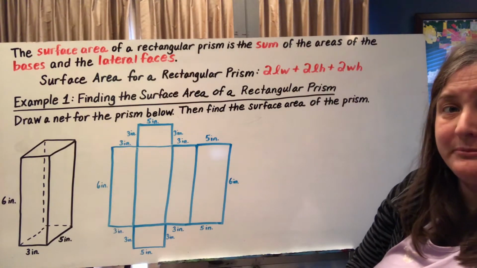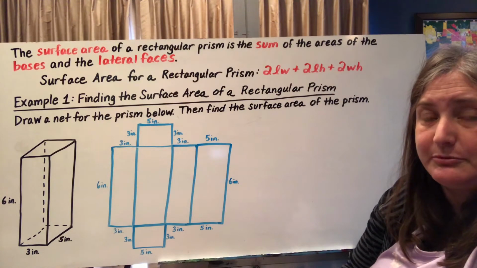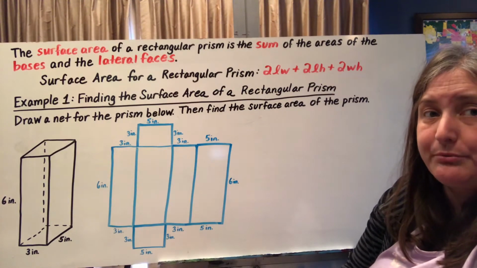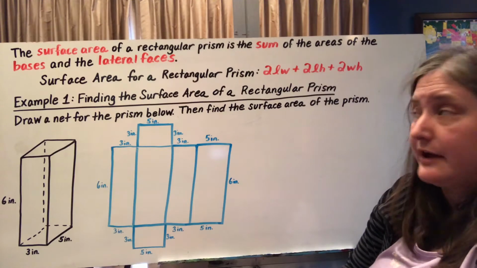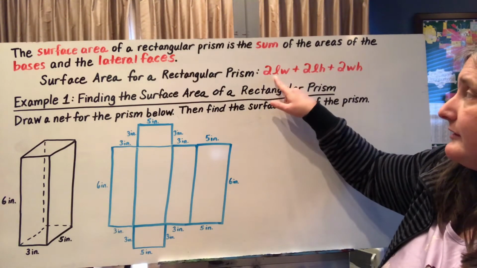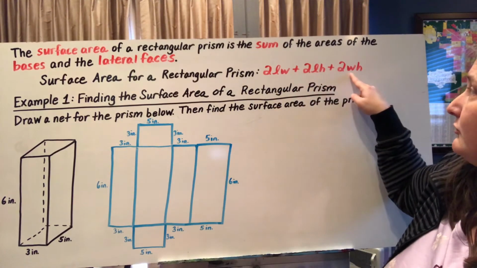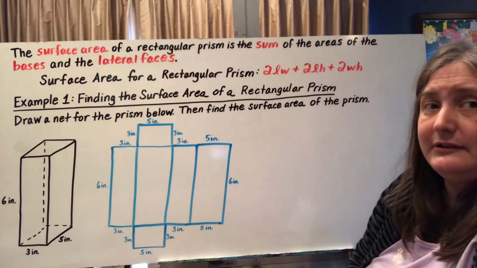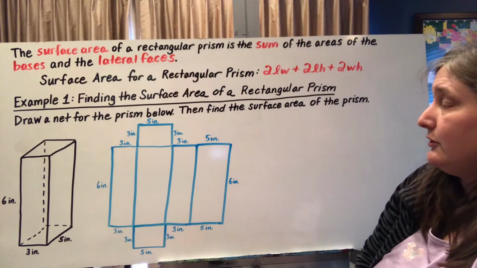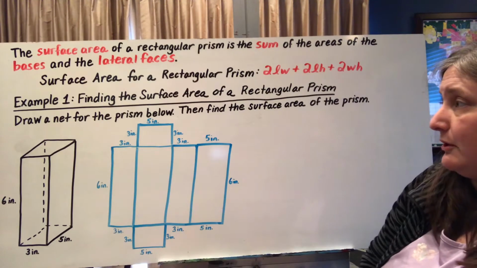And we do have a formula we can use for surface area of a rectangular prism, which means the bases are both rectangles as well as all of the lateral faces. And that formula is 2 times length times width plus 2 times length times height plus 2 times width times height. So let's look at a rectangular prism that we're going to try to find the surface area of, and we'll show you how the formula works.